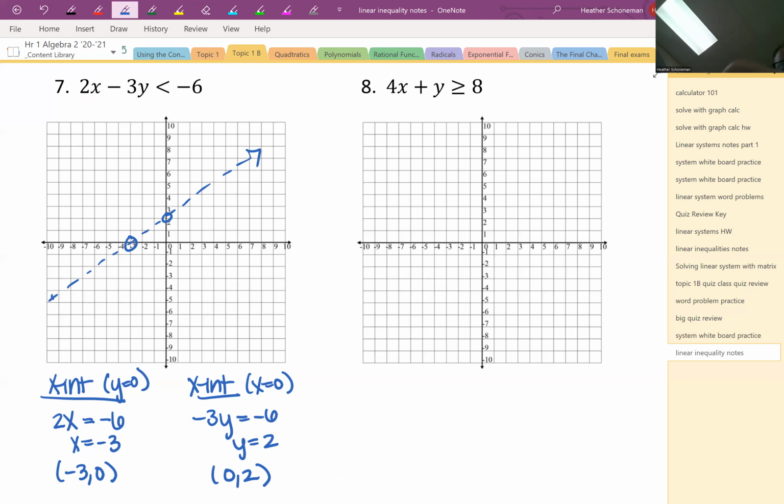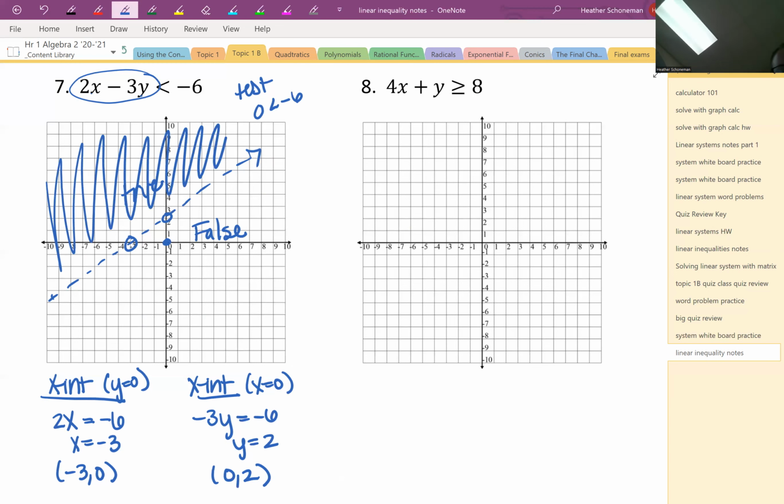Now, when we do the test on this one, think about this. If I'm putting in 0 for x and 0 for y, this whole left side is going to be 0. So I have 0 is less than -6. Is that true? Is 0 less than -6? No, that's false. So this is the false side where 0, 0 is, meaning this is the true side, and we're always going to shade the true side.